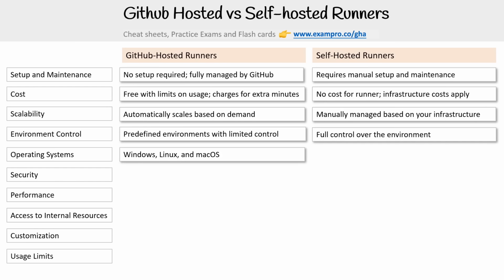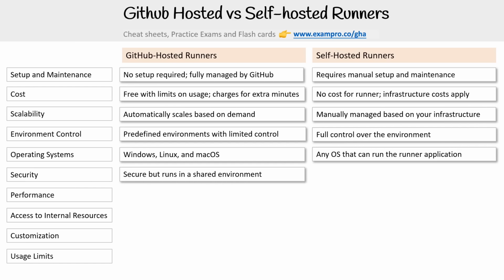Guess what for OSs? You have Windows, Linux, or macOS. For self-hosted, you can pretty much do whatever you want. Though I think that there's probably some limitations, because I could have sworn it was like, hey, you have to do this, but it's mostly the same thing, Windows, Linux, macOS. But I guess the other thing is when you're using GitHub hosted runners, it's like Linux Ubuntu, but what if you want to use a different variant of Linux? GitHub hosted runners for security, secure but runs in a shared environment. Self-hosted, it's whatever you're doing because you're the one running it.